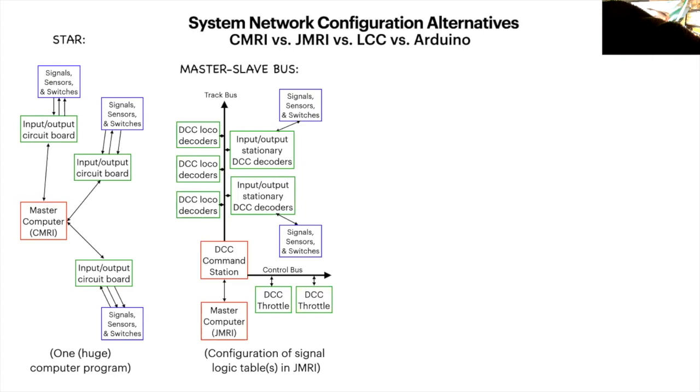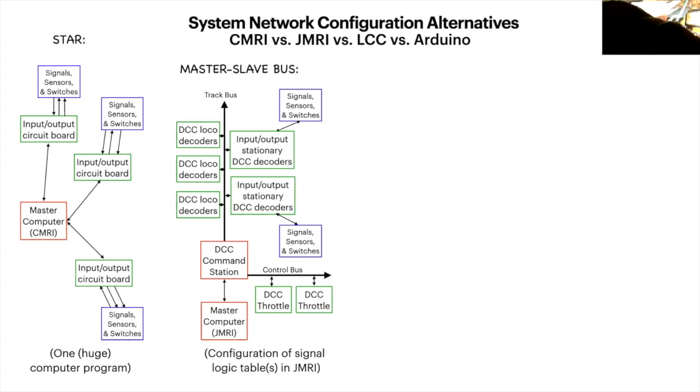Now, the JMRI system is an open source system that has a slightly different architecture called the master-slave bus. And it uses the DCC command station and the track bus from that to send signals back and forth to and from both the locomotive decoders and stationary DCC decoders. Of course, the command station is also using the control bus to talk to the DCC throttles.